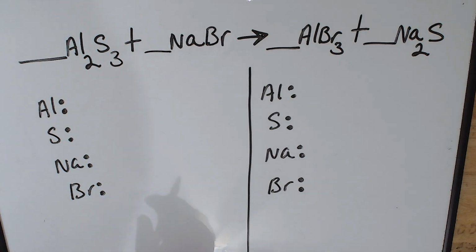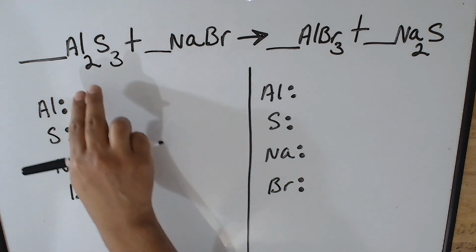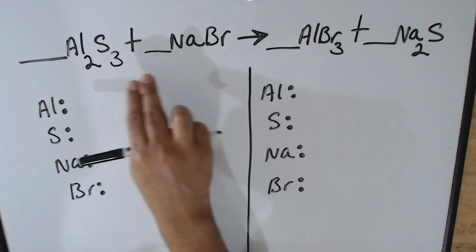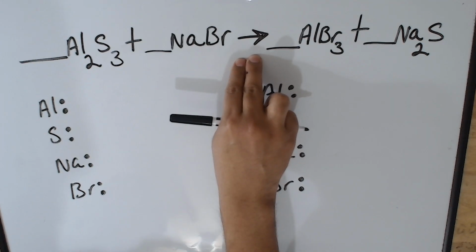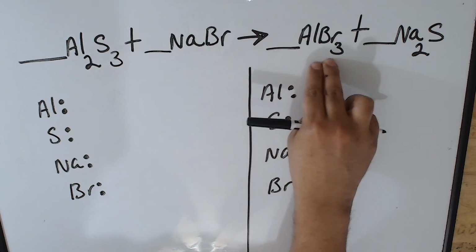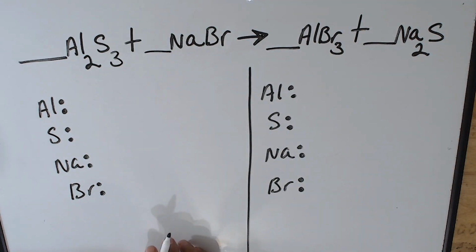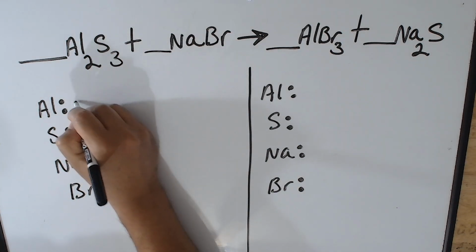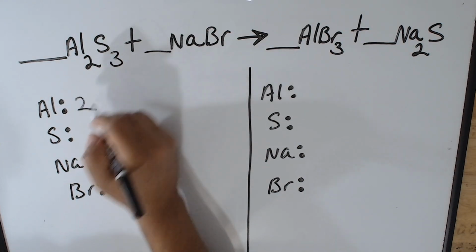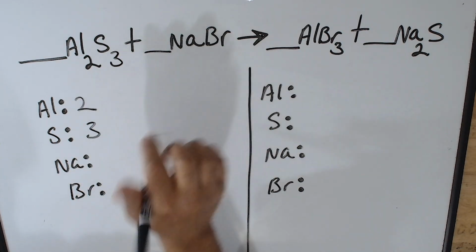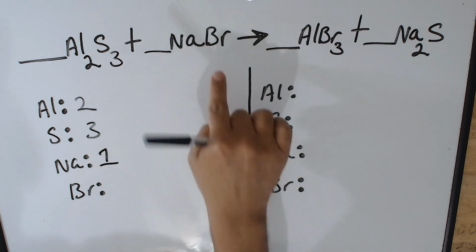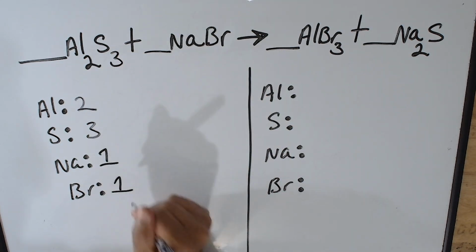In this chemical equation, we have aluminum sulfide reacting with sodium bromide and producing aluminum bromide along with sodium sulfide. Let's start by determining how many atoms we have for each of our products. We have 2 for aluminum, 3 for sulfur, 1 for sodium, 1 for bromine.